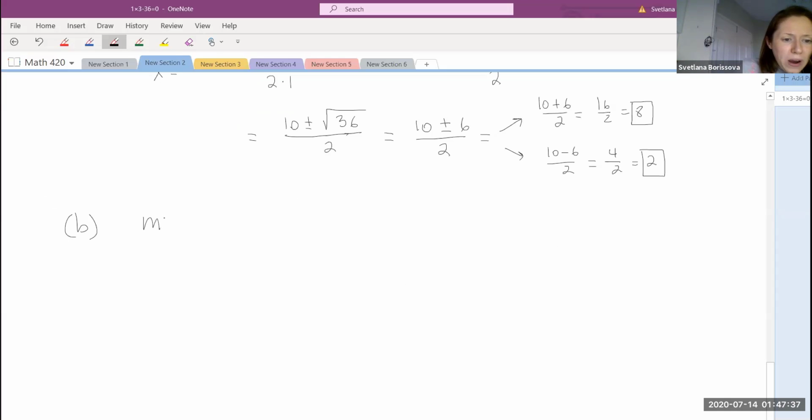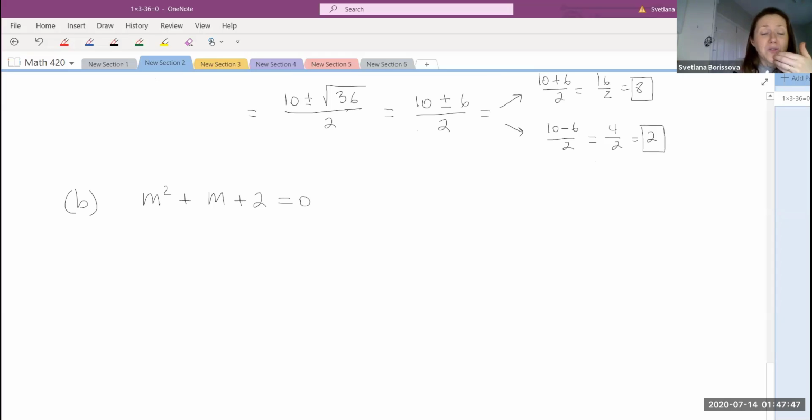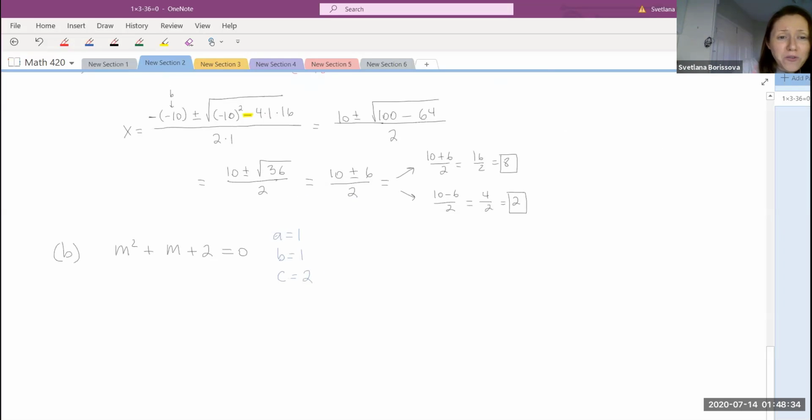So let's do m squared plus m plus 2. I'm changing that from x to m. It's still a quadratic equation because of the second power, and we're going to be using the quadratic formula. Even though I'm using m, a, b, and c are at the same spots. So you start by listing a, b, and c. What is a? 1. How about b? 1. And c? 2. That's right. Perfect. Now, as you have a, b, and c in front of you, you just throw everything into the quadratic formula.